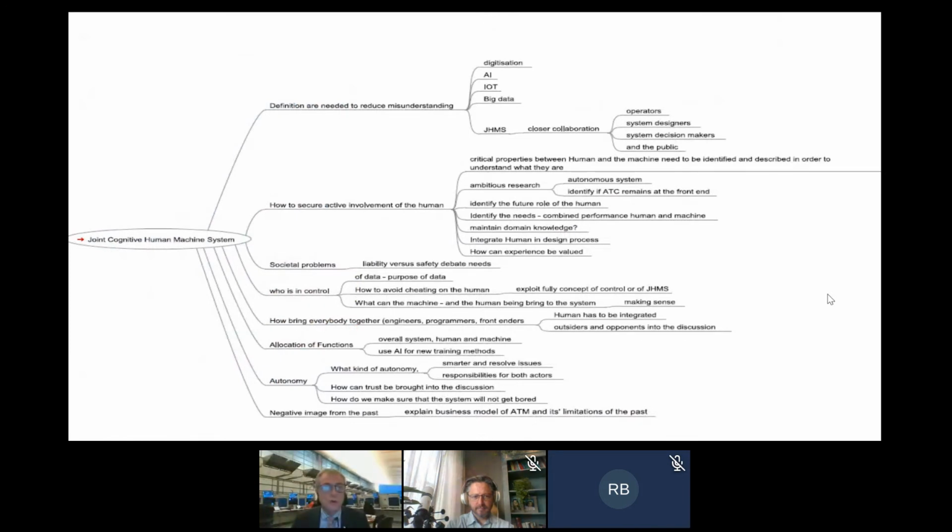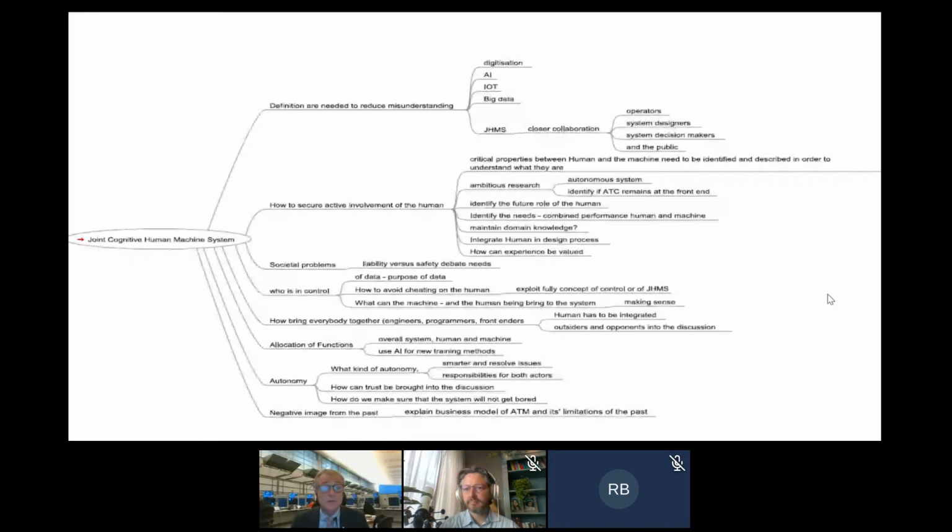I will not touch on all the topics, but basically the chapters are: we need to define, in order to reduce misunderstanding, what we're talking about, the joint human-machine system, but also what artificial intelligence, big data and digitization mean. There are plenty of things which are currently still buzzwords and maybe not yet explained. And we need to secure active involvement of the human. That was also outlined in the presentation of NATS, that this is one of the biggest challenges: you need to involve from the outset the people who will in the end use the system, or be subject to certain results of the artificial intelligence.